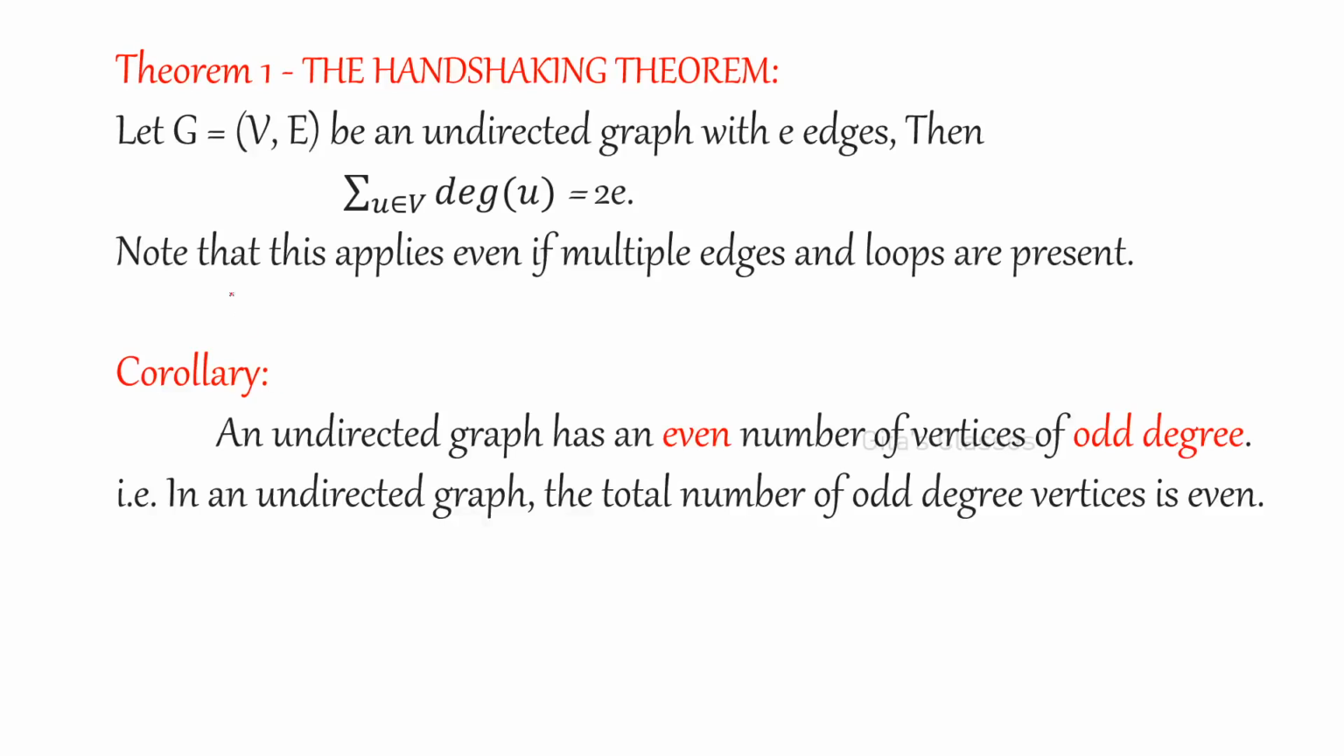Next is the handshaking theorem. This is an important theorem. Let G equal (V, E) be an undirected graph with E edges. Then the sum of the degrees will be twice the number of edges. It is obvious that it is twice the number of edges. Note that this applies even if multiple edges and loops are present.